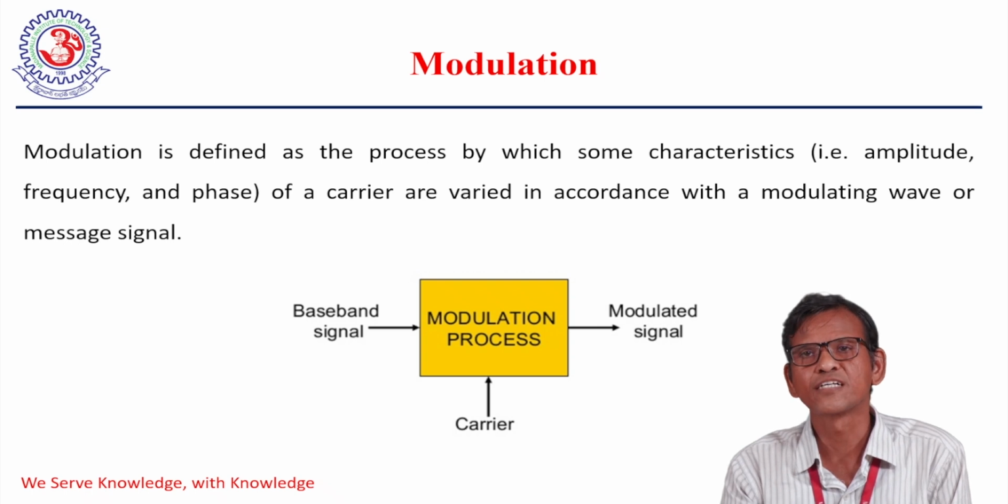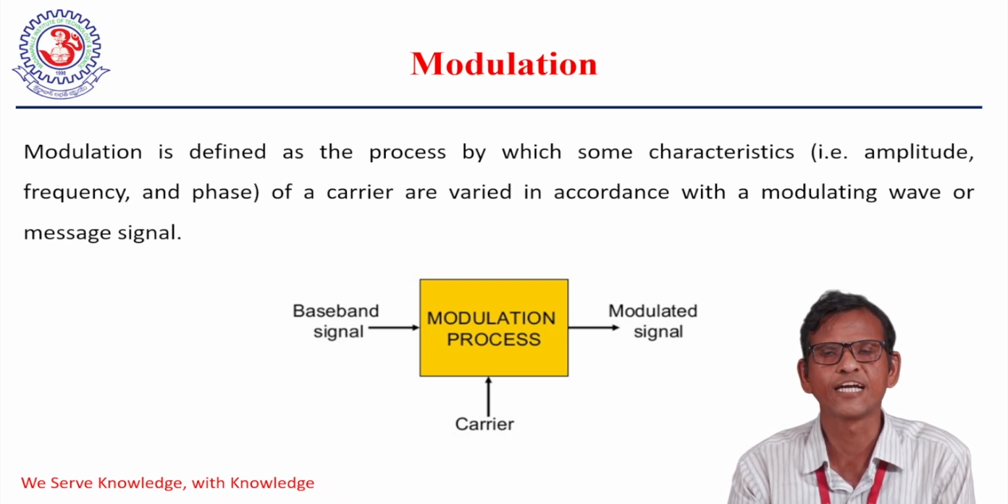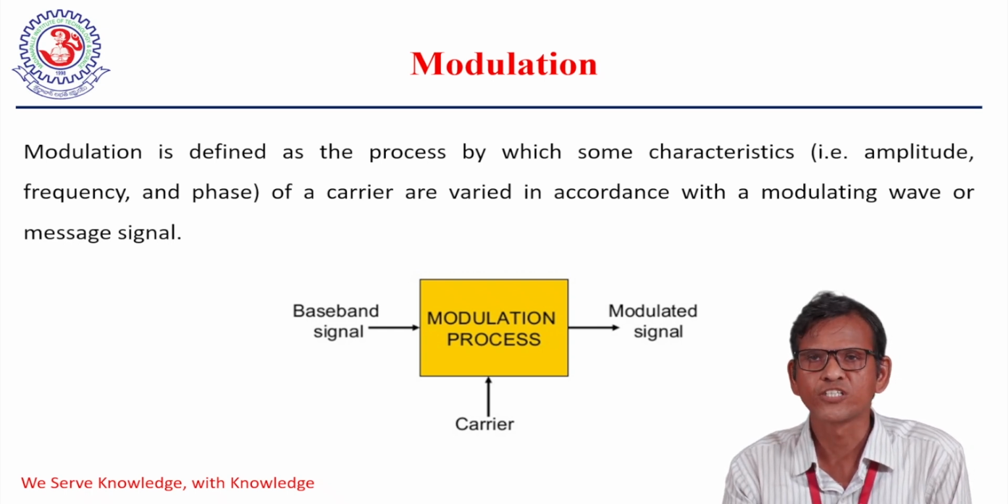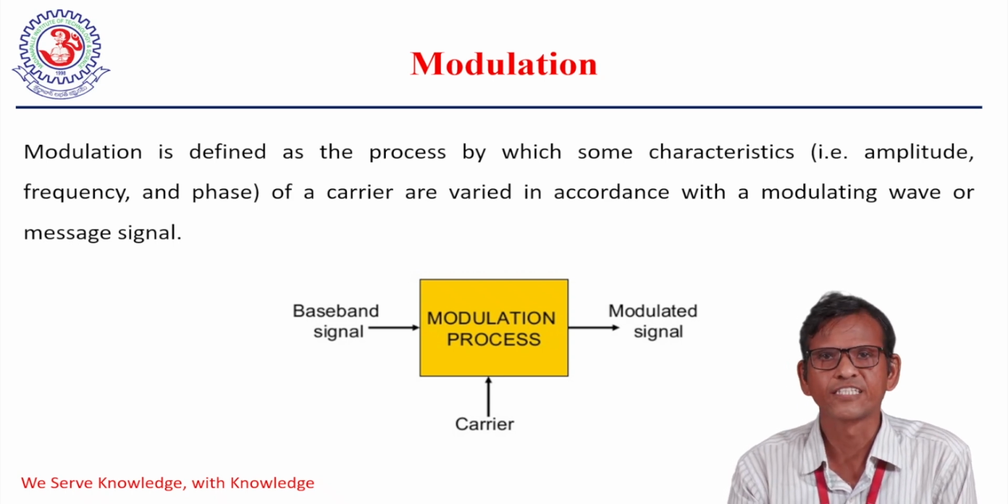So what can the characteristics be? The characteristics can be amplitude, frequency, and phase. These are the characteristics of the carrier wave signal, which are varied or changed in accordance with the message signal, the original form of the signal in electrical form.